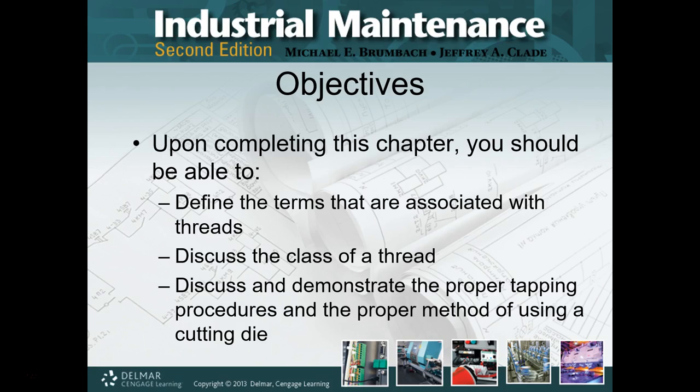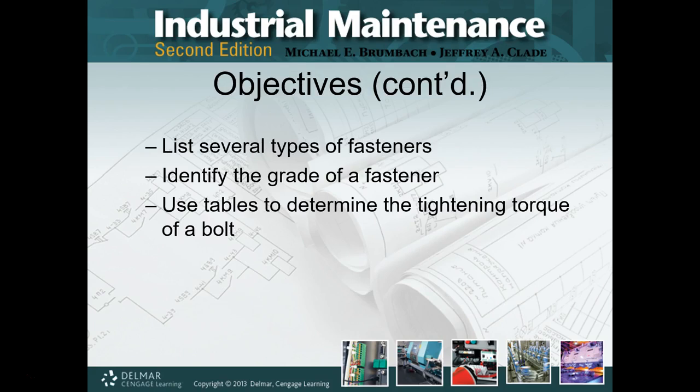So what are we looking at? Well, we're going to want to define the terms that are associated with threads. There's actually quite a few. Discuss the class of a thread. No, not a class, but a type of thread. Discuss and demonstrate the proper tapping procedures and the proper method of using a cutting die, which is a lot of, well, it's fun if you got the right mindset. List several types of fasteners. Identify the grade of a fastener, and it's not A, B, or C. Use tables to determine tightening torque of a bolt, also known as torque specifications.